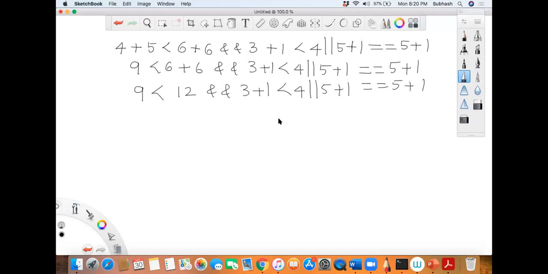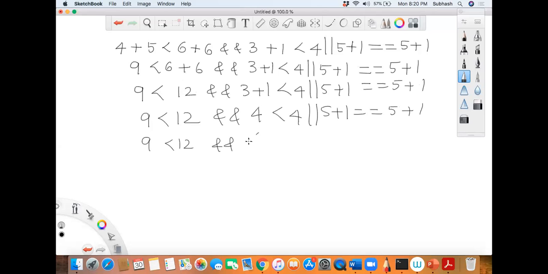Then tell me, which one should I solve next? 3 plus 1, sir. This one, right? Very good. So 9 less than 12 and with 3 plus 1 is 4, less than 4 or with 5 plus 1. Okay, next which one should I solve? 5 plus 1. Okay, so 9 less than 12 and with 4 less than 4 or with 5 plus 1 is how much? 6 is equal to 5 plus 1.